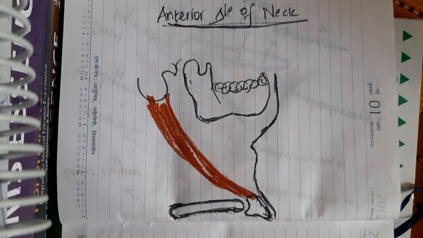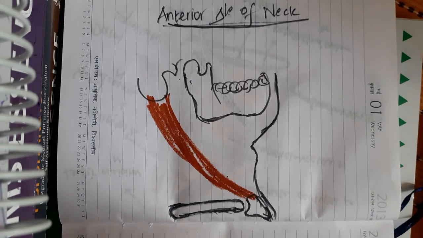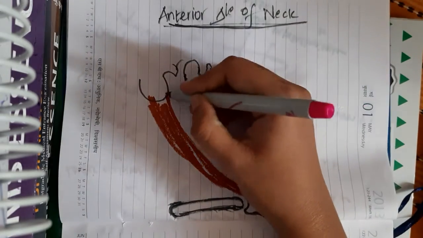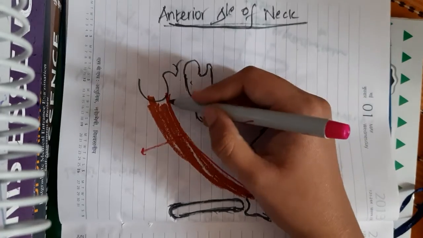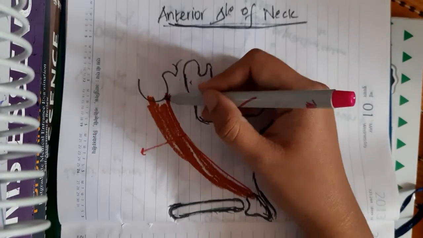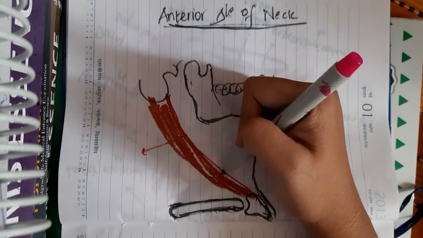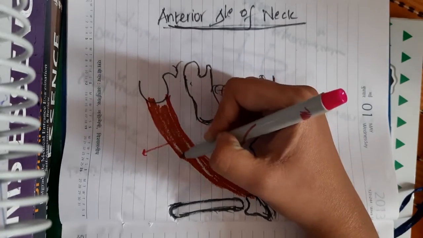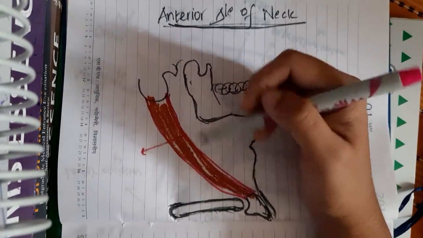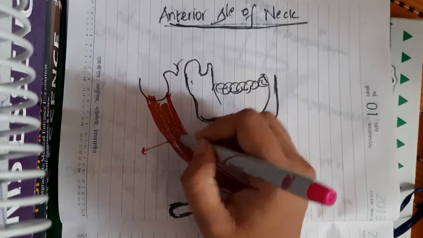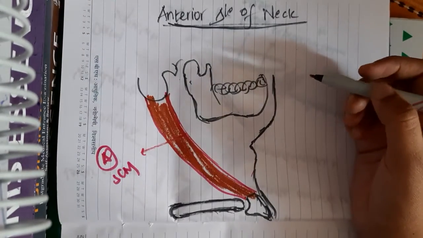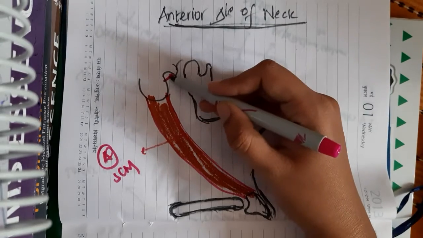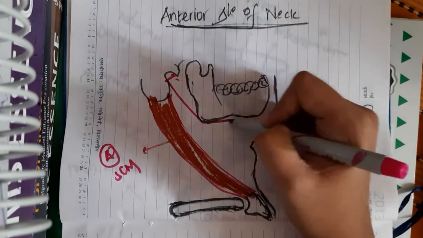So this is the anterior triangle of neck. If you see, it is formed posteriorly by this border, the anterior border of the sternocleidomastoid muscle. This border is the anterior border, and this border is the posterior border. So this anterior triangle is bounded by the anterior border of sternocleidomastoid. The base of this anterior triangle is bounded by this one.